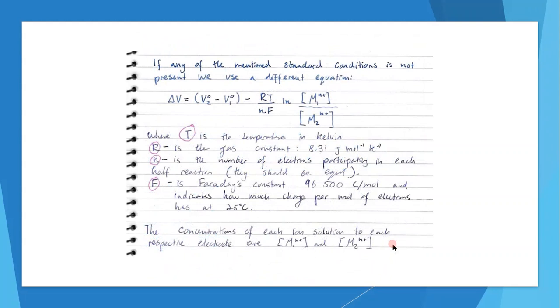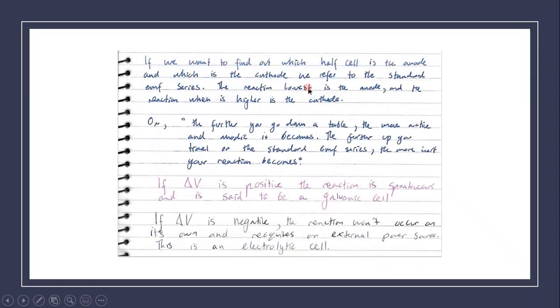If any of the mentioned standard condition is not present, we use a different equation. So we need to use this one. You can see there's the Nernst equation in here. So where T is the temperature in Kelvin, R is the gas constant, N is the number of electrons participating, F is Faraday's constant, 96500 coulombs per mole, indicates how much charge per mole of electrons are at 25 degrees, and the concentration of each ion solution to each respective electrode are M1 and M2. Remember, M1 is up top.